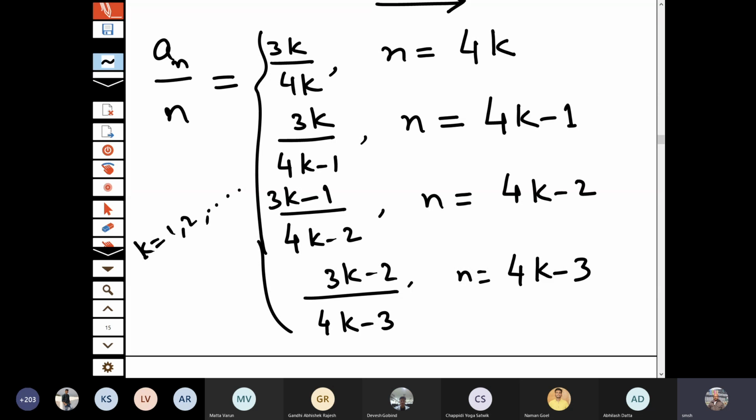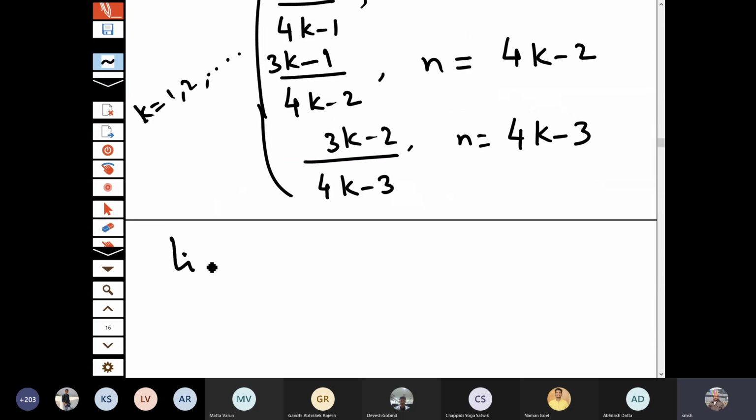Now you can see this a_n by n I have actually broken up as 4 subsequences. And if you look at the limit here, for each of the subsequences, the limit is 3 by 4 only. Whether you consider 3k by 4k minus 1, what is the limit? It will be 3 by 4. If you consider the limit of 3k minus 1 by 4k minus 2, the limit is 3 by 4. If you look at the limit of 3k minus 2 by 4k minus 3, the limit is 3 by 4. So the limit of a_n by n as n tends to infinity is 3 by 4.